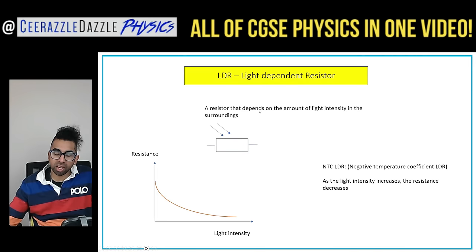Next one, the LDR, the light dependent resistor. So a light dependent resistor, very simply, is a resistor which depends upon the light upon it. Look over here, it's a rectangle with two lines going into it. This is an NTC LDR, negative temperature coefficient LDR. You can see as the light intensity increases, the resistance drops down.